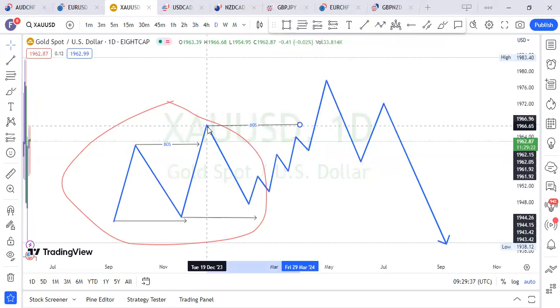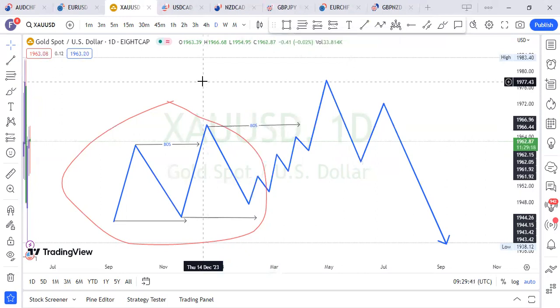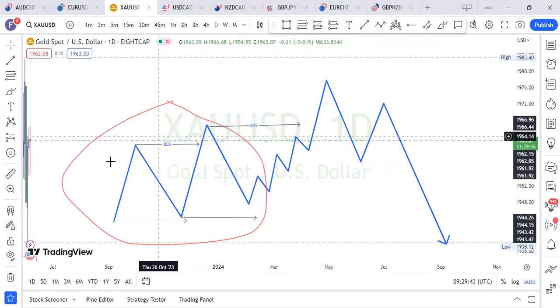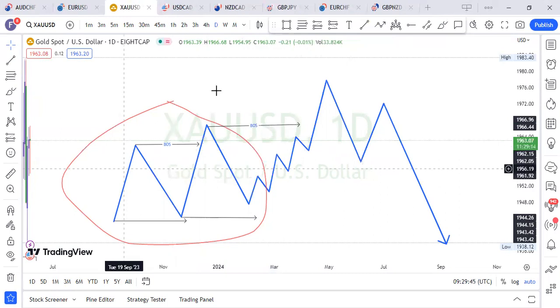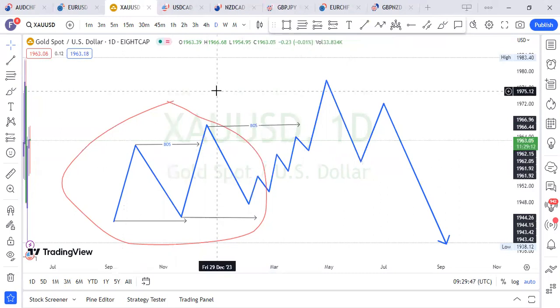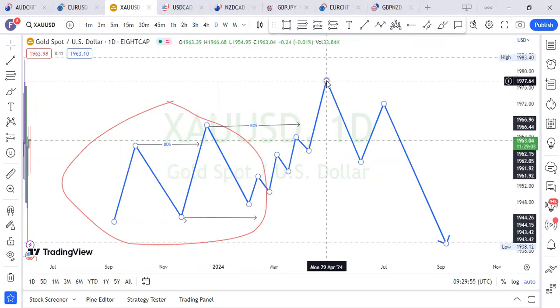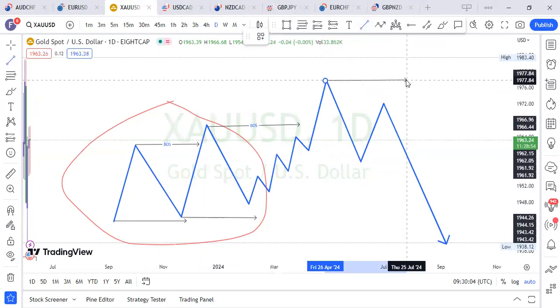You understand? The market is trending to the upside because the market is still respecting the lows and taking out the highs. Once the market takes out any new high, that is a BOS to the upside. Does that make sense? Yes. If the market now takes out this high, we will have here another BOS to the upside. But the market didn't take out this high. So here is not considered as our BOS to the upside.